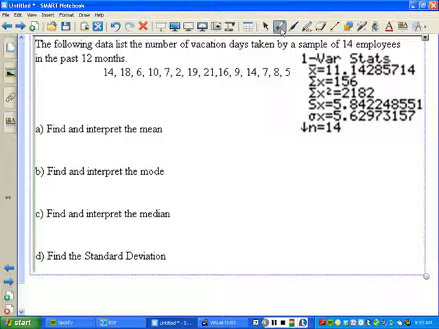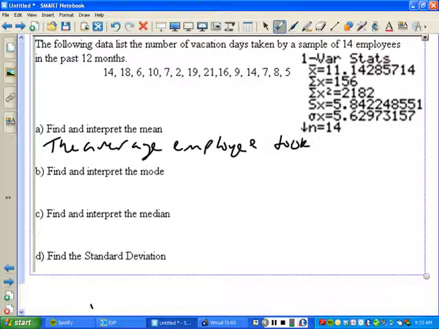All right, so we are going to find and interpret the mean. So what I would say is the average employee took 11.14 days of vacation.